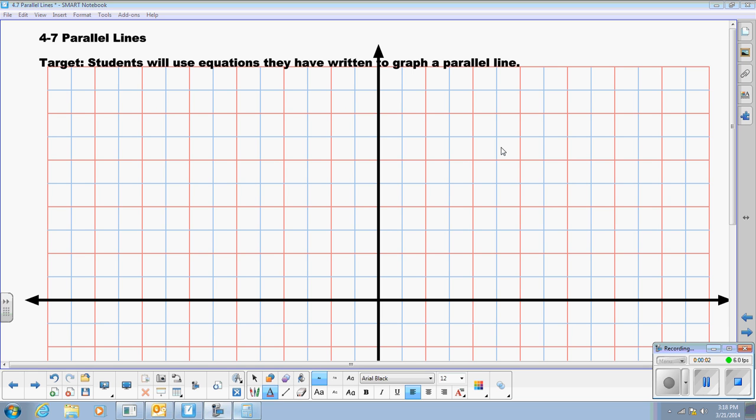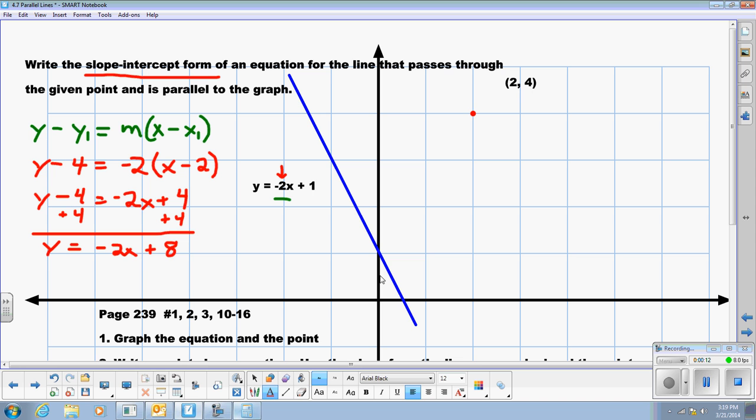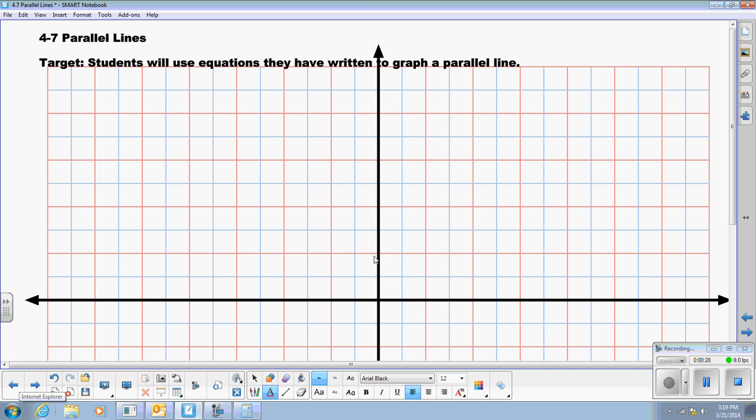The next step in lesson 4.7 is going to be taking the equations you've written from the first lesson and graphing a parallel line. So back in the first lesson, you have a line on your graph paper, you have a dot that you were given, you wrote a point slope form, changed that into slope intercept form. We're going to then use this slope intercept equation to help us graph a line through the dot that's on the graph. So let's show you how to do this.